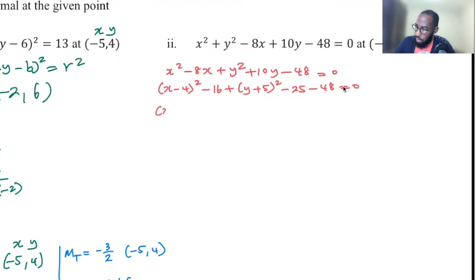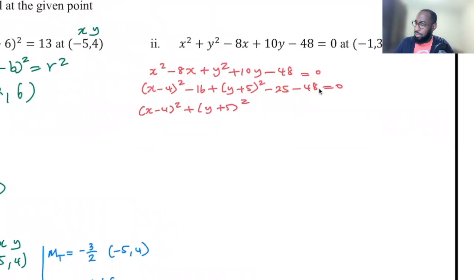Equals 0. So I group. So rather than write down -16 minus 25, -48, I'll just whip out my calculator and deal with that one time. That is -89 equals 0. I was going to transpose this one time, but let me use the next line.